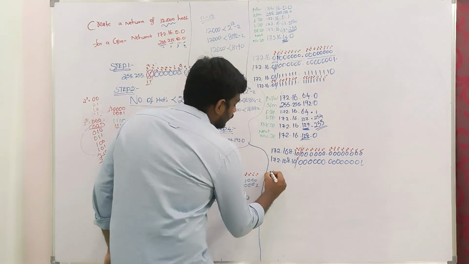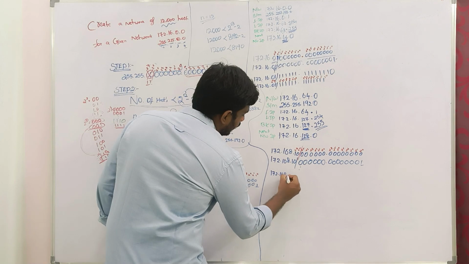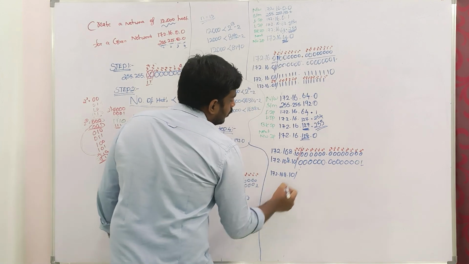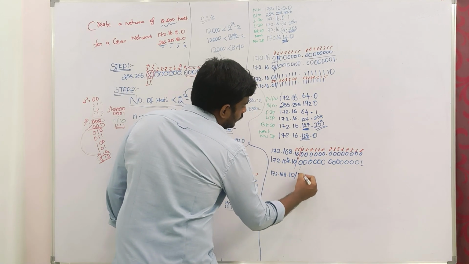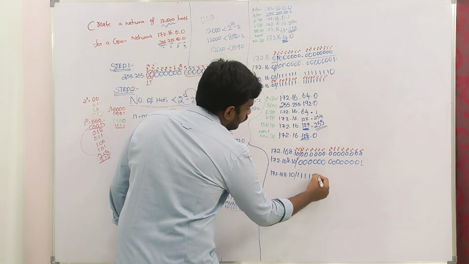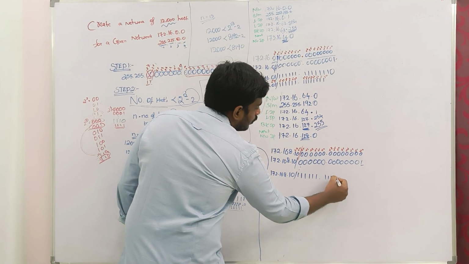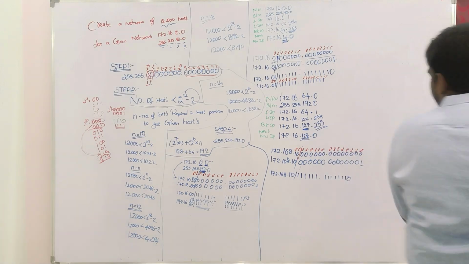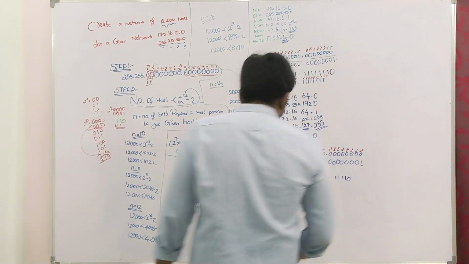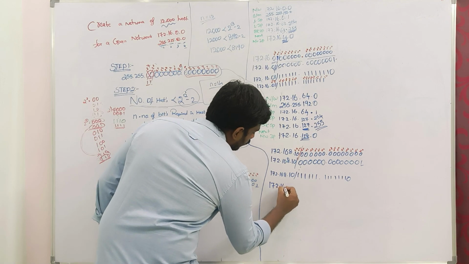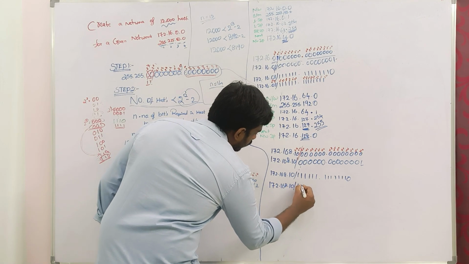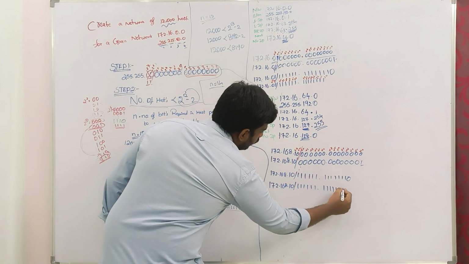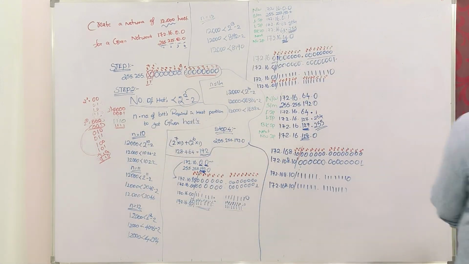Then what is the last IP? So 172.168.10 slash, the inverse of this first IP will be the last IP. What is the inverse of this? 0 turns into 1, 0 turns into 1, and so on, with the last bit 0. What is the broadcast IP now? All should be 1. 172.168.10 slash 111.111.111.111. This is the broadcast IP.